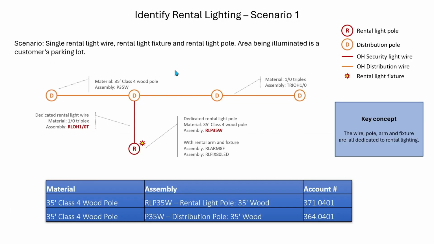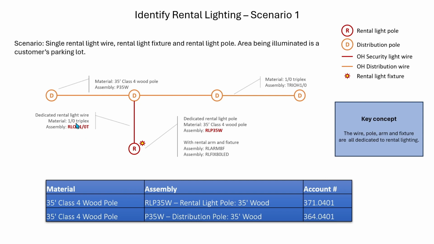In rental lighting scenario 1, the area being illuminated by the light fixture is a customer's parking lot, which means that all of the utility-owned assets related to it will be considered rental lighting. The screen here is showing that we have a utility-owned wire with a utility-owned pole all showing up as red. And since this is all dedicated just to the purpose of illuminating this parking lot, it's all going to be considered to be rental lights.